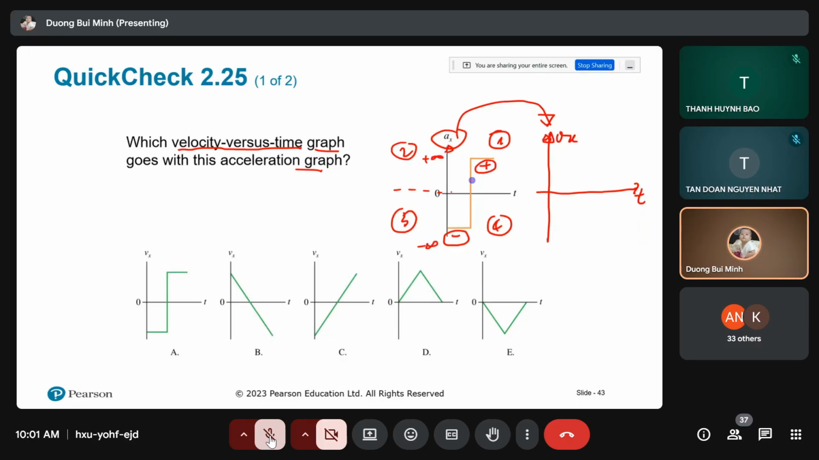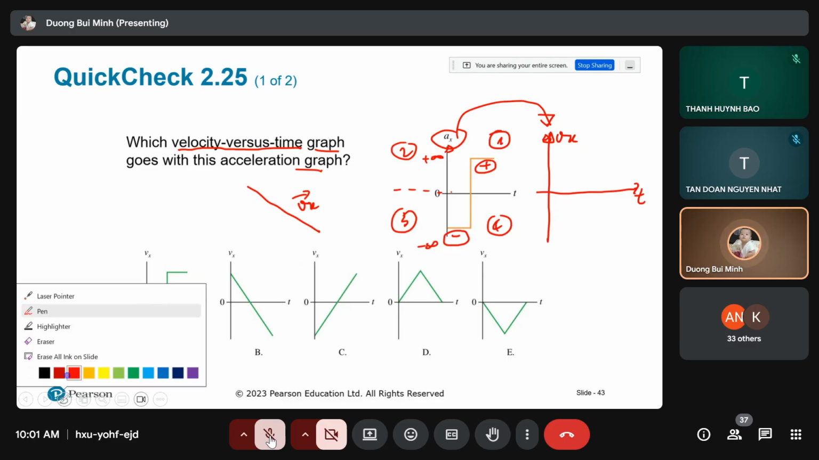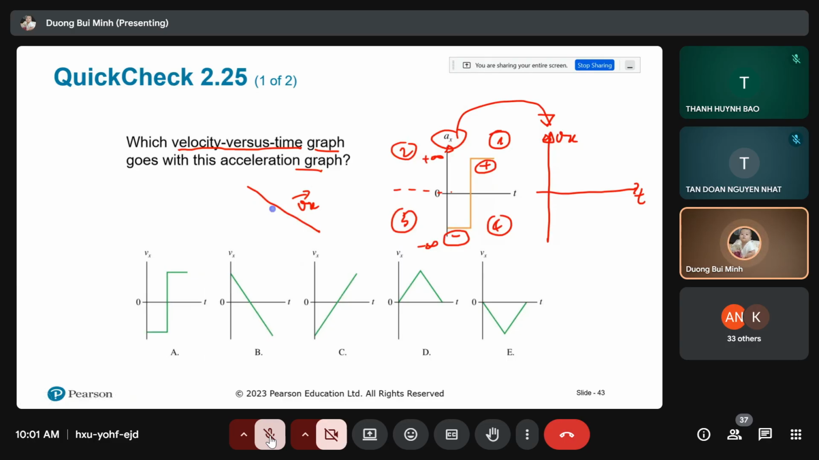If Ax is negative, we have the Vx curve like this. If Vx is like this, we have the acceleration, we have this slope like this. This slope like this means the fourth quadrant. So if Ax is constant and negative, the Vx curve should be like this.